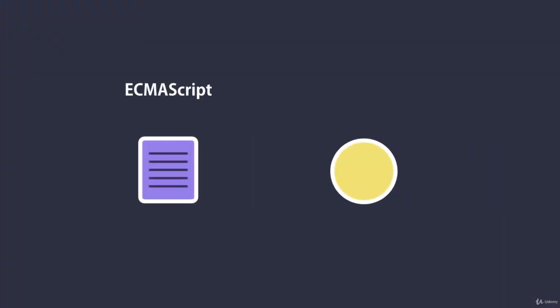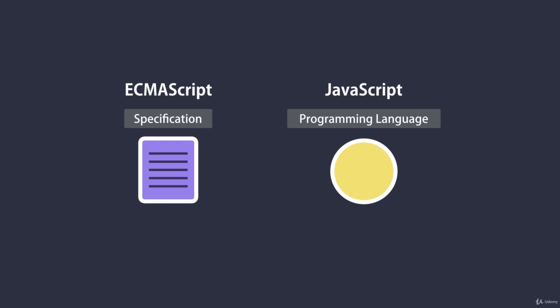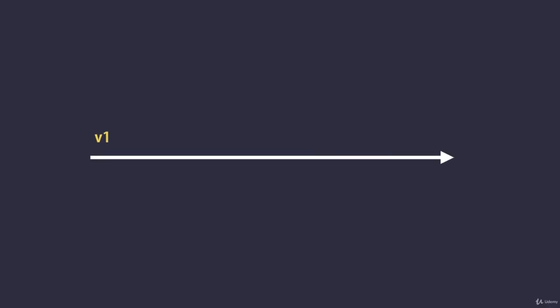Well, ECMAScript is just a specification. JavaScript is a programming language that conforms to this specification. So we have this organization called ECMA, which is responsible for defining standards. They take care of this ECMAScript specification. The first version of ECMAScript was released in 1997.